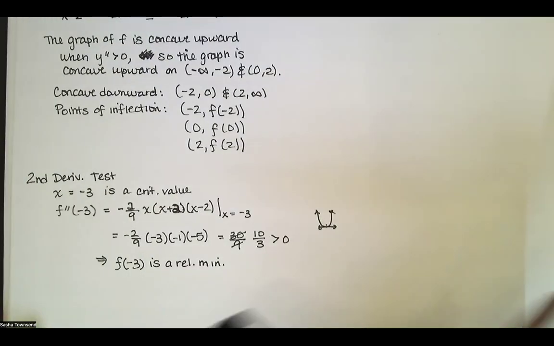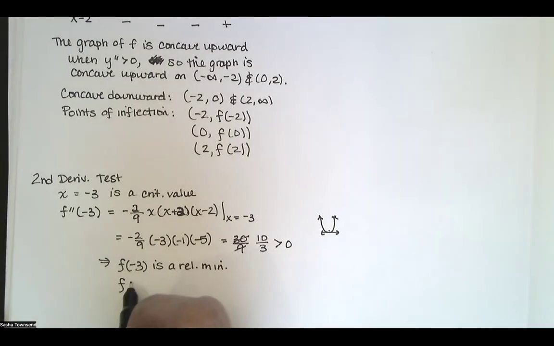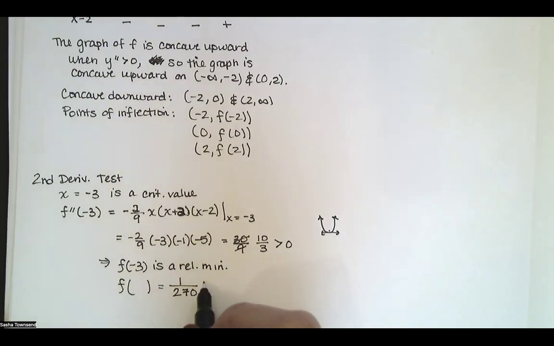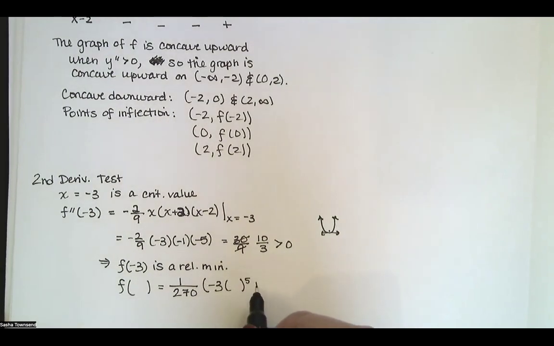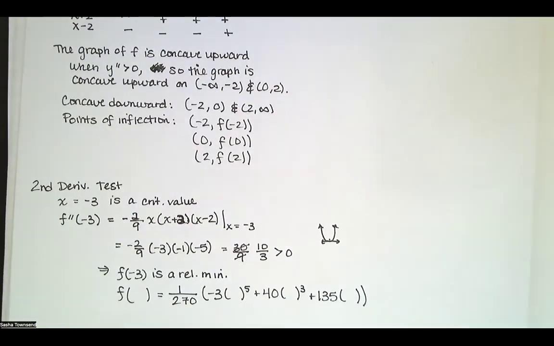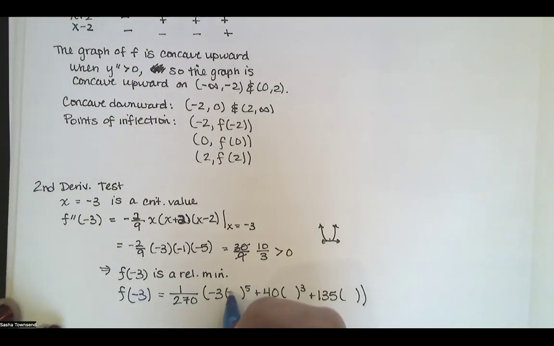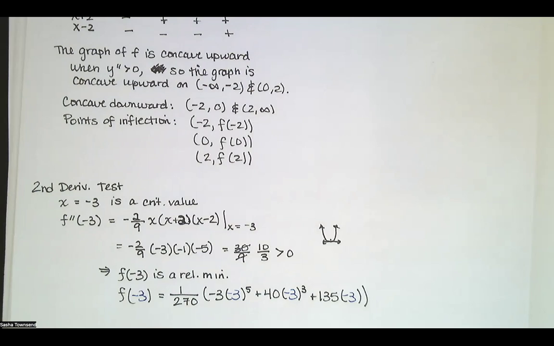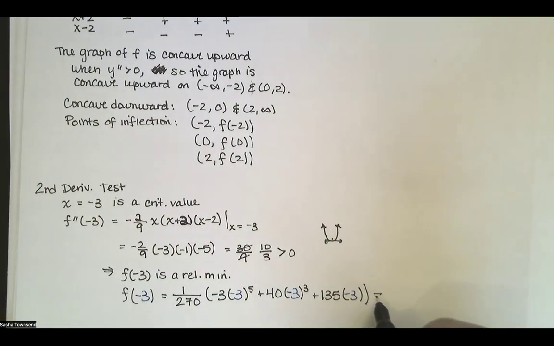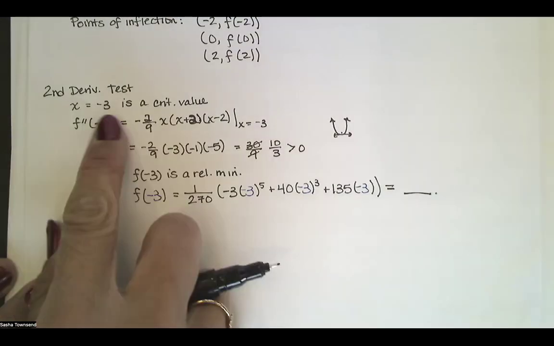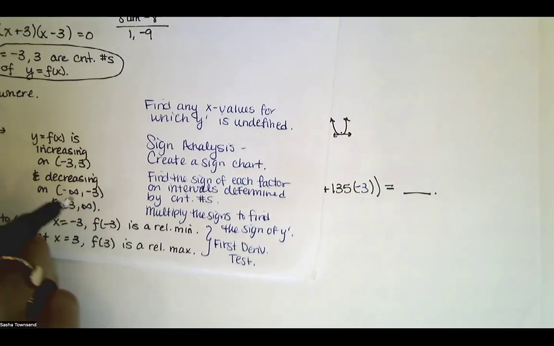And if you want to find the y value there, you can. It was 1/270 times (-3x to the 5th plus 40x cubed plus 135x). So I evaluate this at x equals -3, and I think I'm just going to use a calculator for that. It's just arithmetic. That value is the relative minimum value. And then the other critical point with x equals +3.